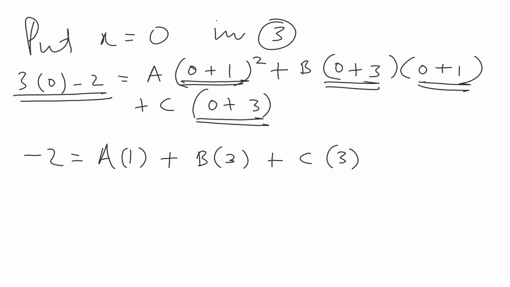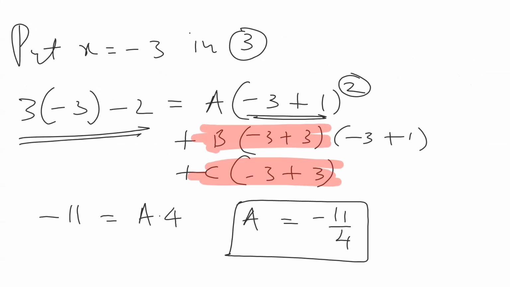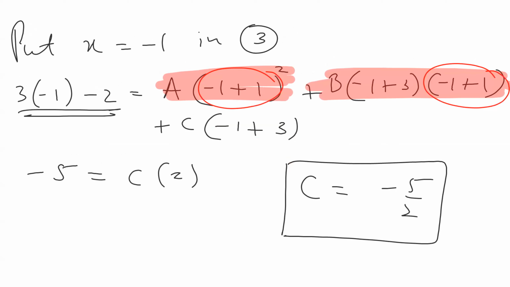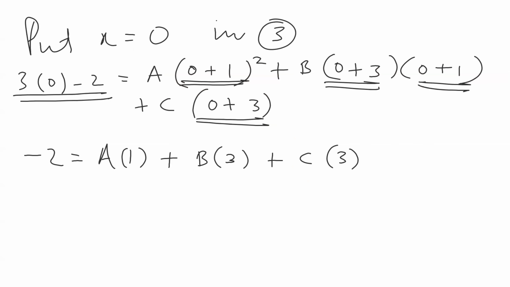Okay. Now we will utilize the values of a and c which we have got earlier. So we can put the value of a as minus 11 by 4 and c as minus 5 by 2. Okay. So a is minus 11 by 4 plus 3b and c as minus 5 by 2.